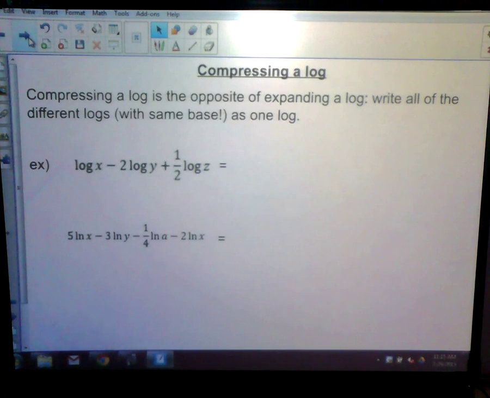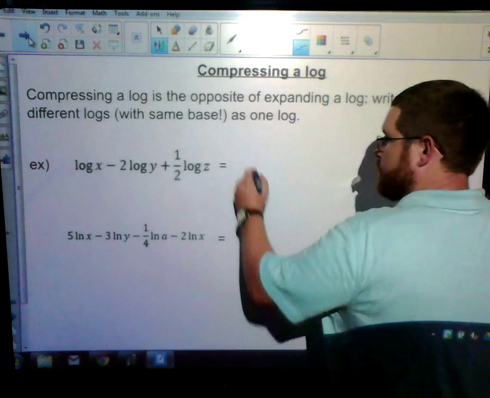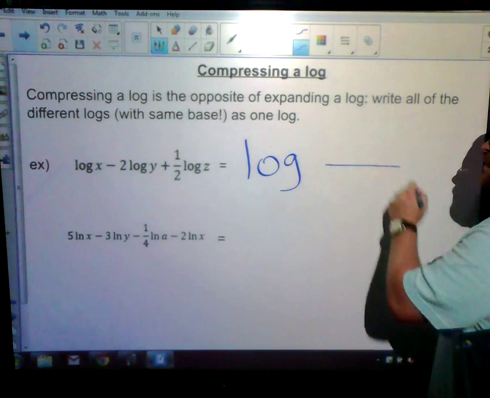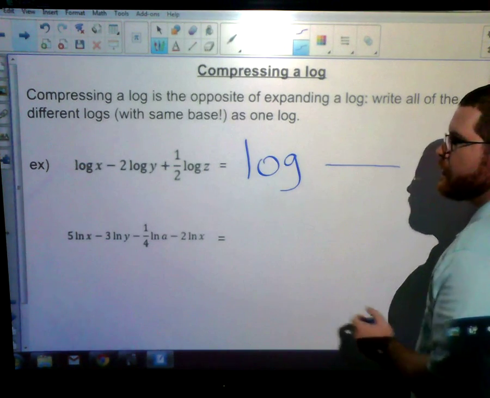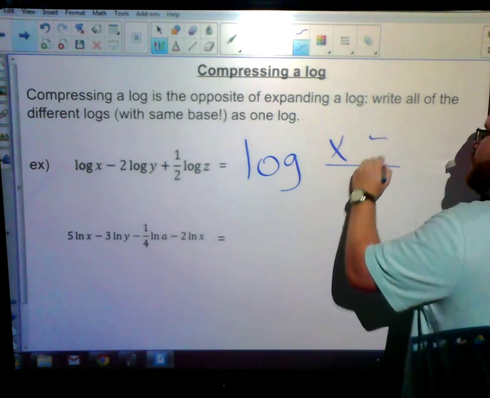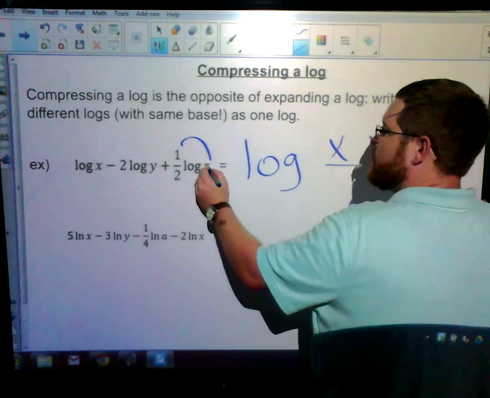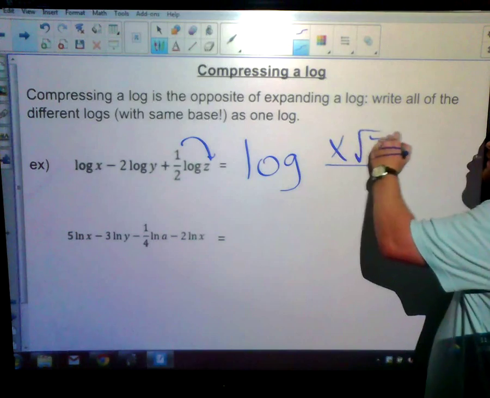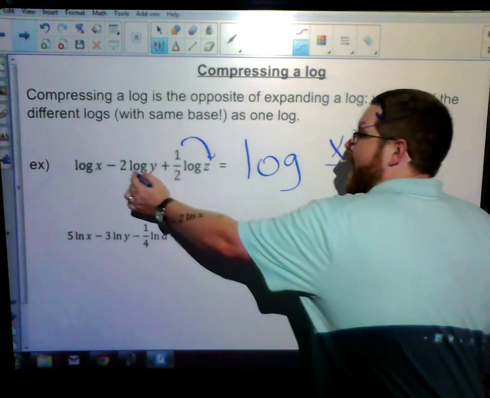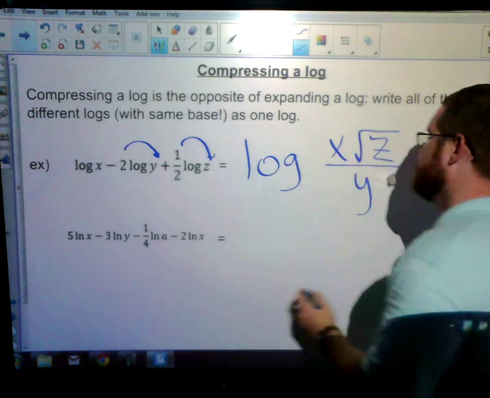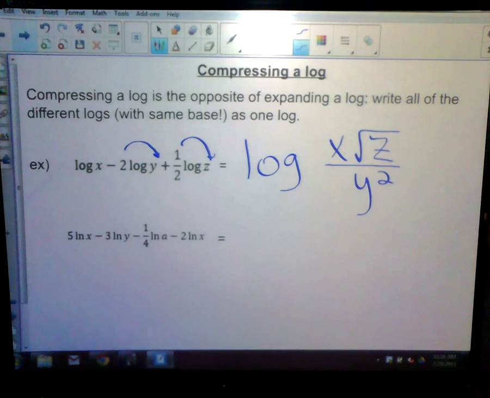Let's go the other way. Compressing. Taking as many logs and writing them as 1 log. If it's a positive log, I'm going to put it on top. If it's a negative log, I'm going to put it on bottom. X is a positive log, it goes on top. Z is a positive log, it goes on top. The 1/2 is going to come in and be a 1/2 power. But what's another way to say 1/2 power? Square root. The y is a negative log, it goes on bottom. But the 2's got to come in as a power, so it's y squared. That's called compressing.